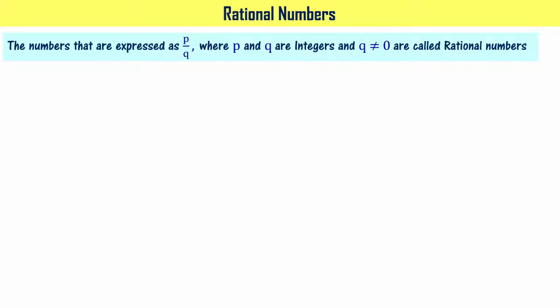The numbers that are expressed as p by q, where p and q are integers and q not equal to 0, are called rational numbers. Means the rational numbers are a ratio of two integers p and q. We don't want q to be 0. That's why we said that q should not be equal to 0. If q becomes 0, then the denominator of this particular number becomes 0, right? So we don't know the value of the number which has got 0 in the denominator. For that reason, we say that the numbers that are expressed as p by q, where p and q are integers and q not equal to 0, are called rational numbers. Please note this.